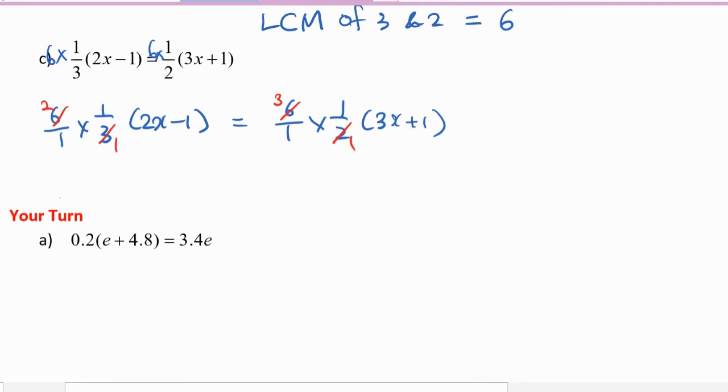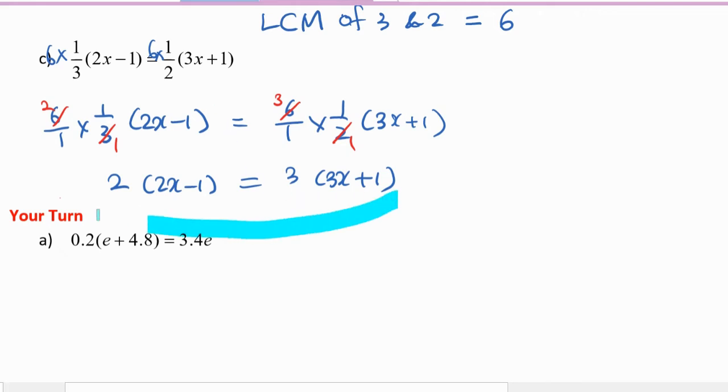2 times 1 is 2. 1 times 1 is 1. So 2/1 (2x minus 1). Here, this is 3/1 (3x plus 1). Okay, we don't have to keep the over 1, so I'm just going to get rid of it. Now the equation became so much easier. We don't have the fraction in front of the bracket.